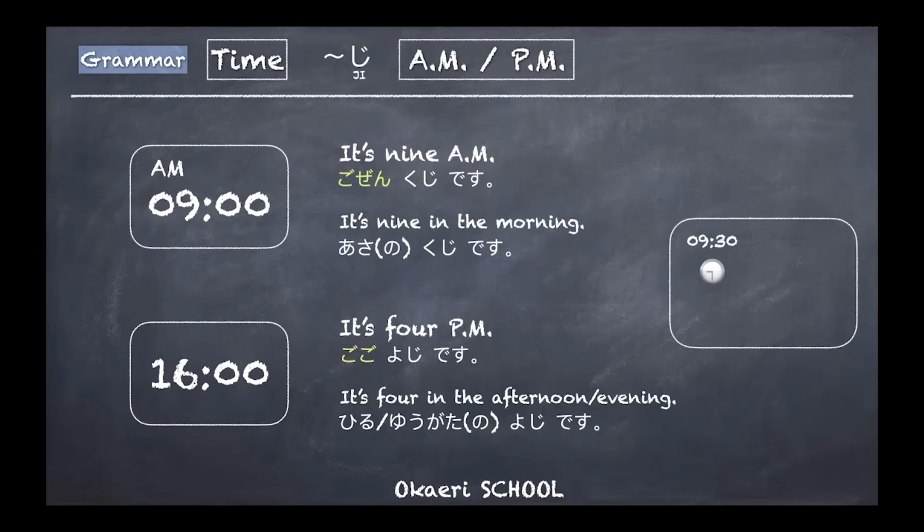Well, 9:30, we say in English. How do we say this in Japanese? We say plus half. So half means han.